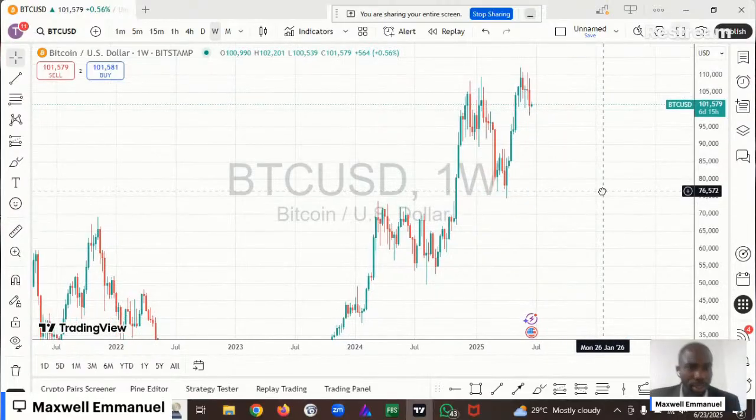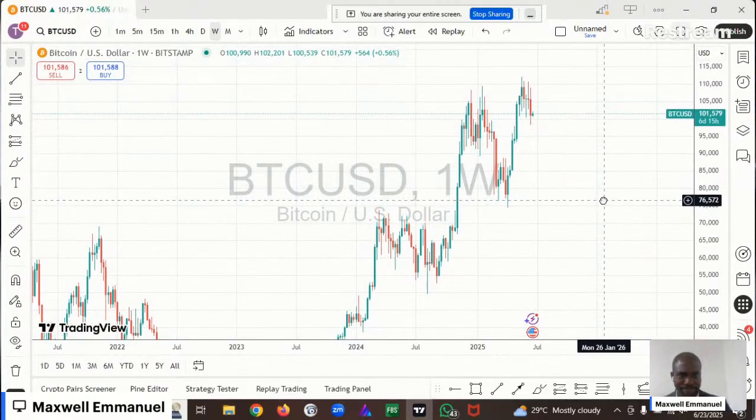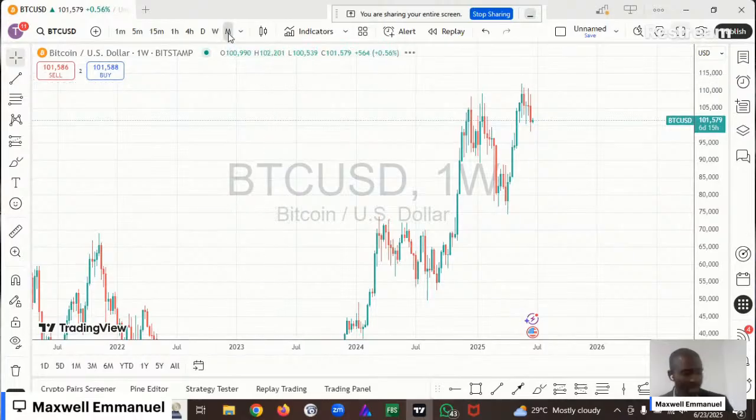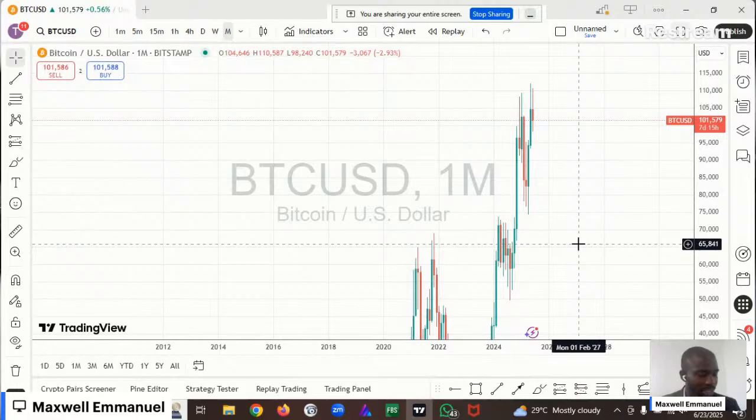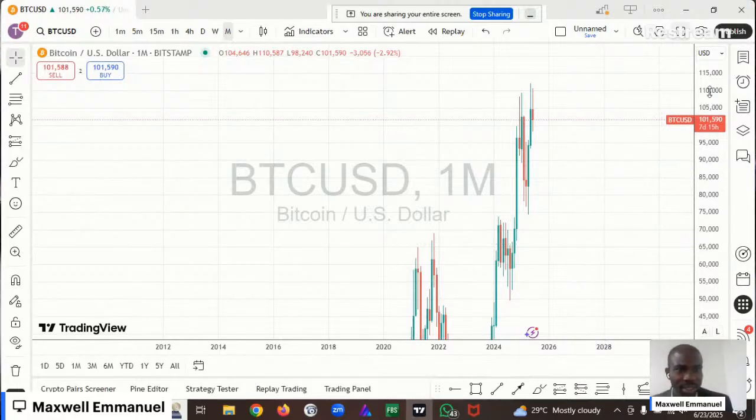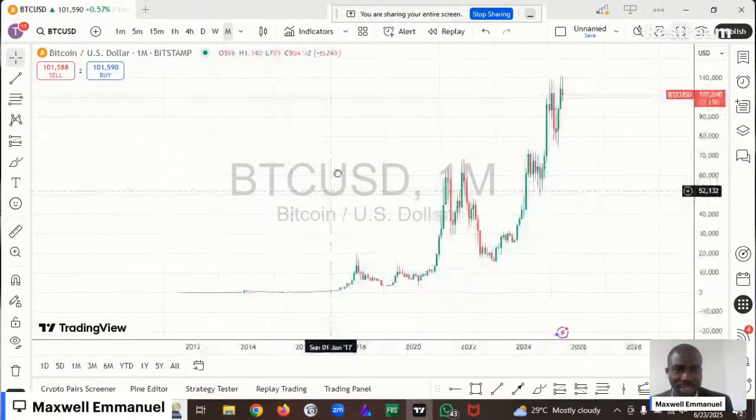Okay, for BTC, let me see the monthly. Let's see the monthly on BTC. Sorry for that break. So BTC.